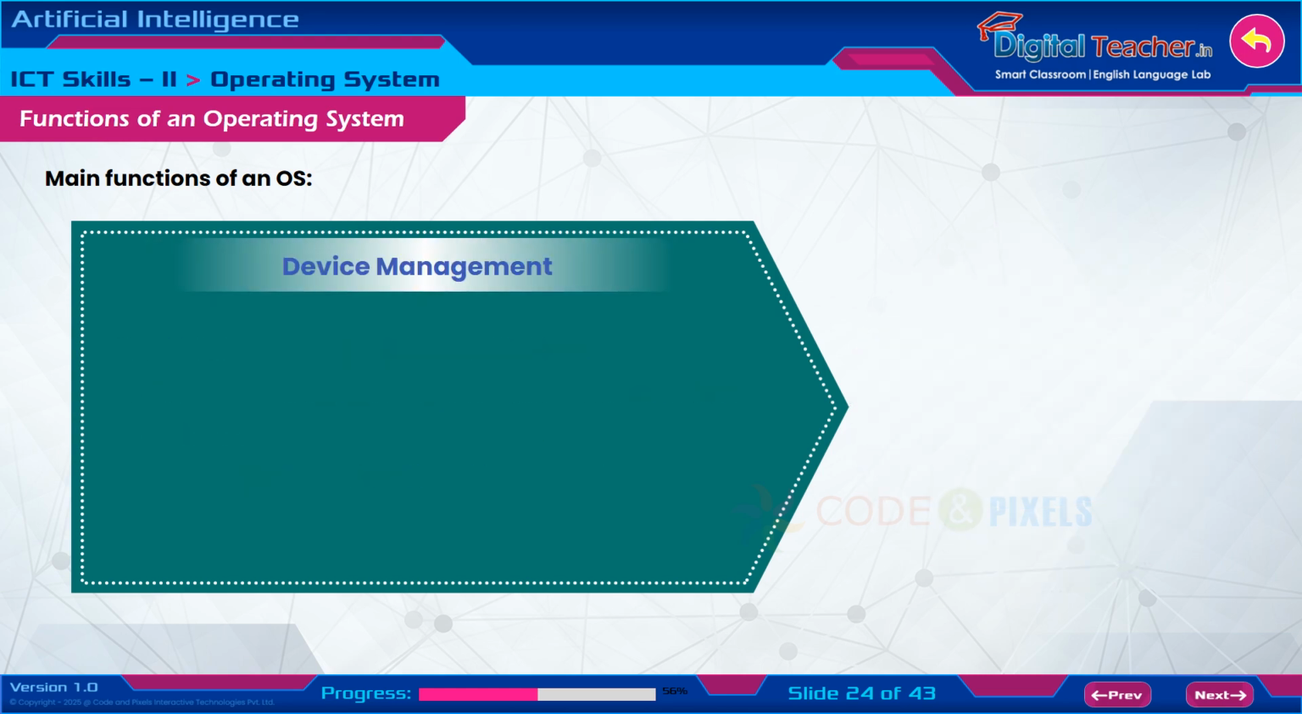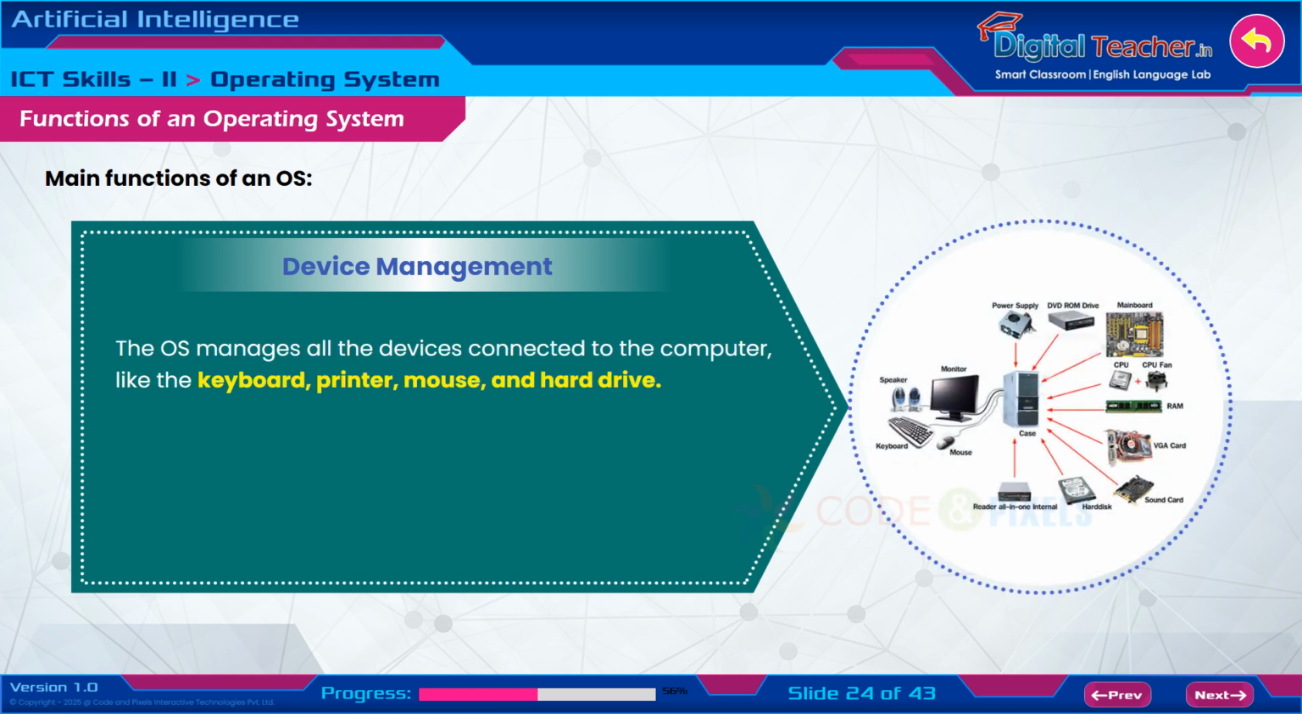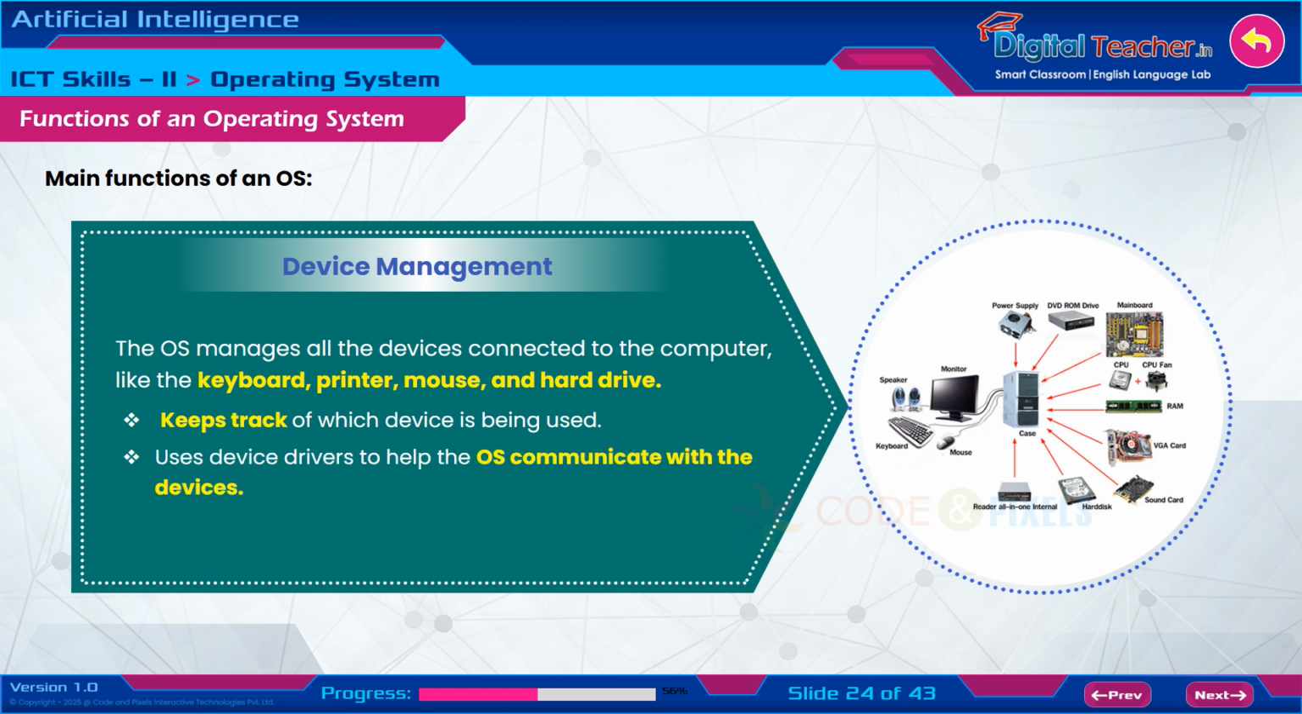Device management. The OS manages all the devices connected to the computer, like the keyboard, printer, mouse, and hard drive. Keeps track of which device is being used. Uses device drivers to help the OS communicate with the devices. Shares devices between different programs.